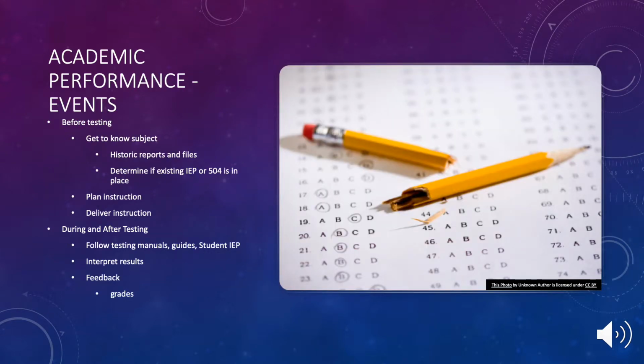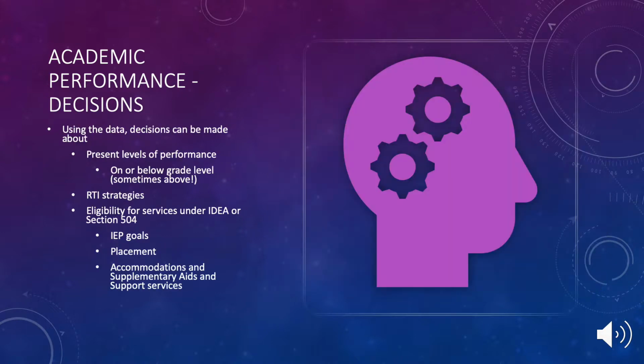Again, if you're going to administer the test, get to know your students and determine the type of test. You want to make sure it's culturally appropriate and it's appropriate to what they've been learning. And after the test, you're going to want to give feedback. And for a lot of academic and curriculum-based testing, you're going to have grades and grade levels.